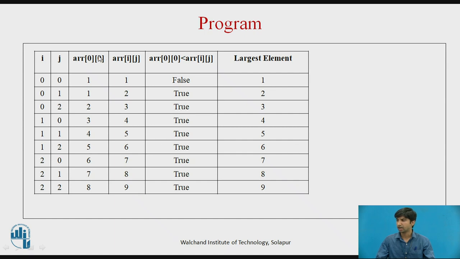Now again, after this, j will be incremented to 1 and i will be 0. It means first row, second column. So the r of 0 0 last largest element was 1, then r of ij is 2. So 1 is less than 2. Yes, it's true. So that's why the largest element is 2.